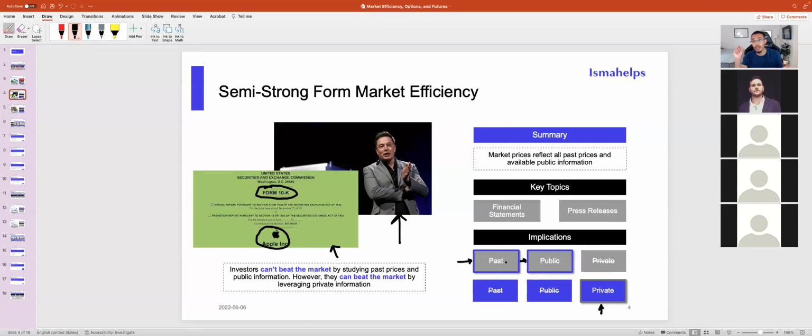So to tie a bow on this, at the very bottom we would say, hey, investors cannot beat the market by studying past prices and public information. However, investors can beat the market and earn abnormal returns by leveraging, so by using, private information. So I feel like at this point it should get a little bit more clear for us.